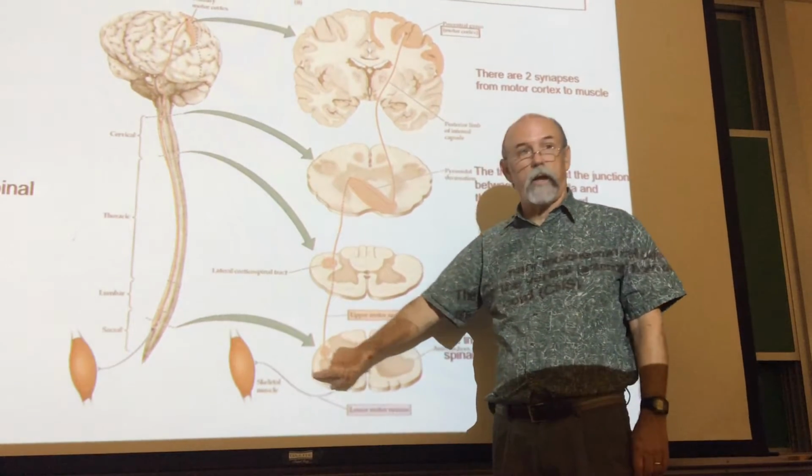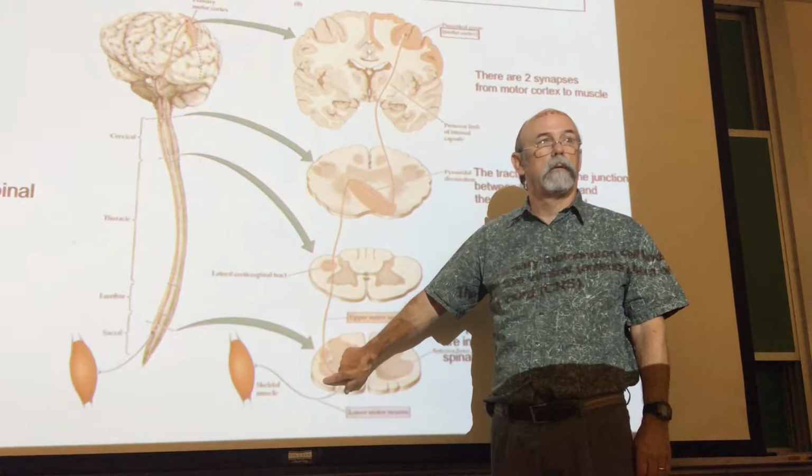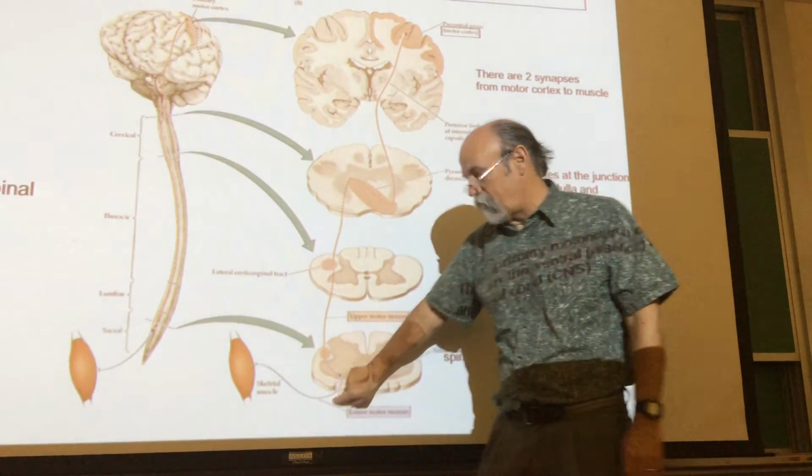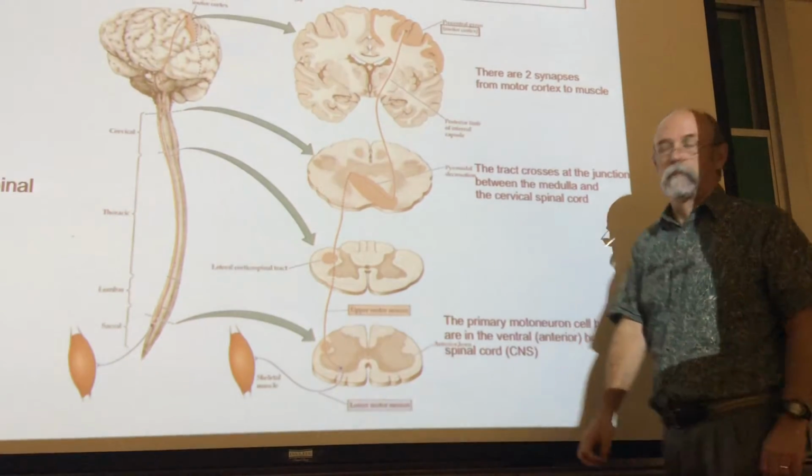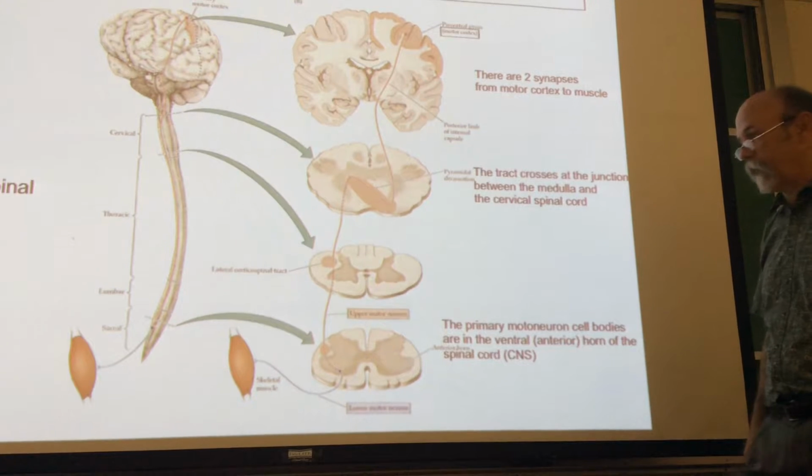To the motor neurons, where are they? They're in the ventral horn, right? So these fibers go out the ventral root to the muscle, to particular muscle fibers. Okay?